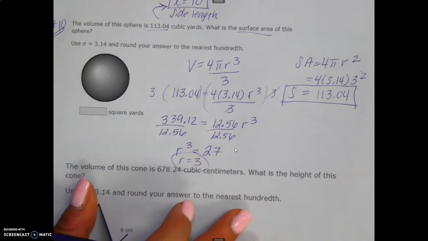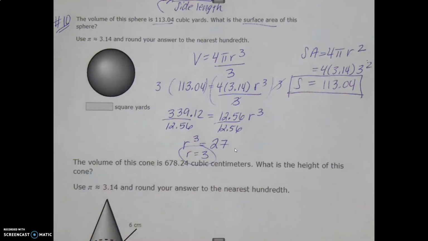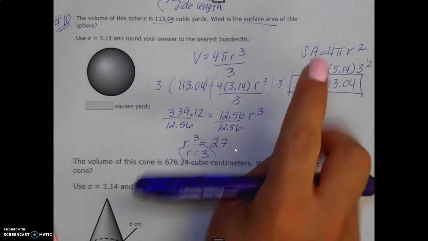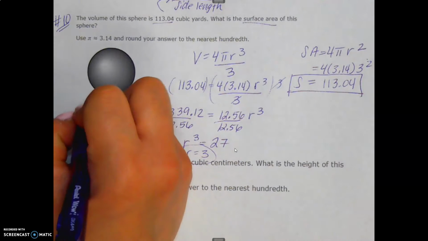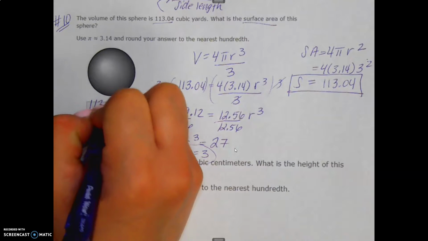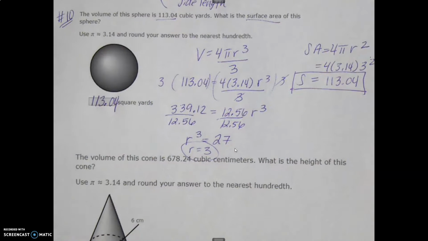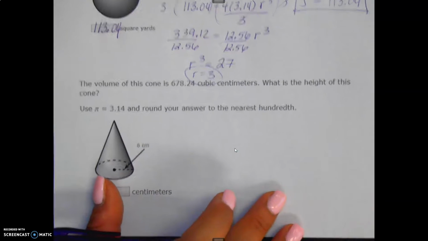So I used volume, I worked backwards, I found the radius. Once I did that, I plugged that radius into my surface area formula, and I get 113.04 square yards.